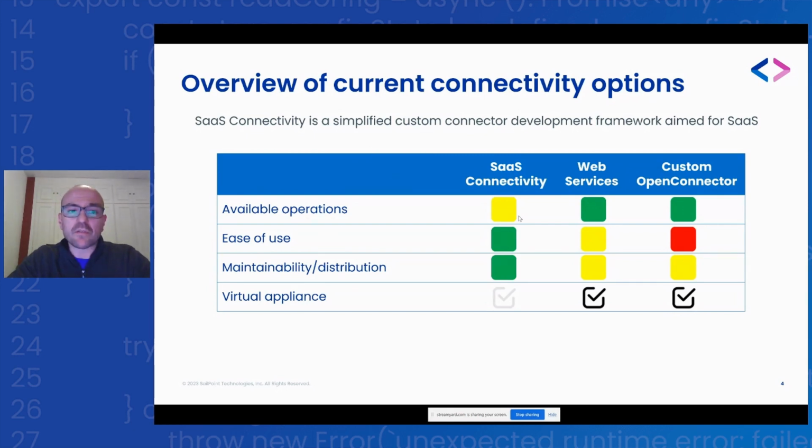And in terms of virtual appliance, web services and custom open connector both require a virtual appliance. SaaS connectivity does not need a virtual appliance, but it's been announced that we will be able to support one in the future, optionally, which is very interesting in terms of connecting to your on-prem systems.